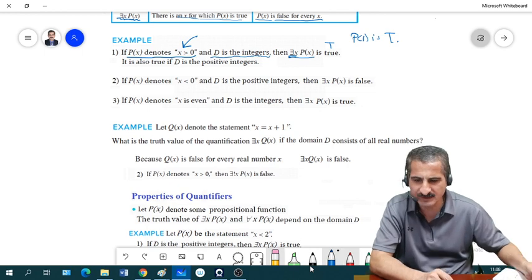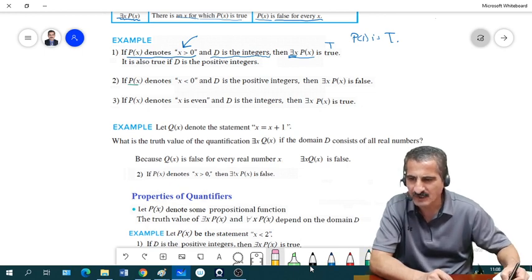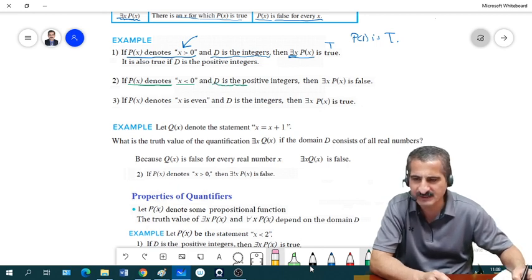Now again here, p of x denotes x less than 0, one more time, but this time D is the set of positive integers.